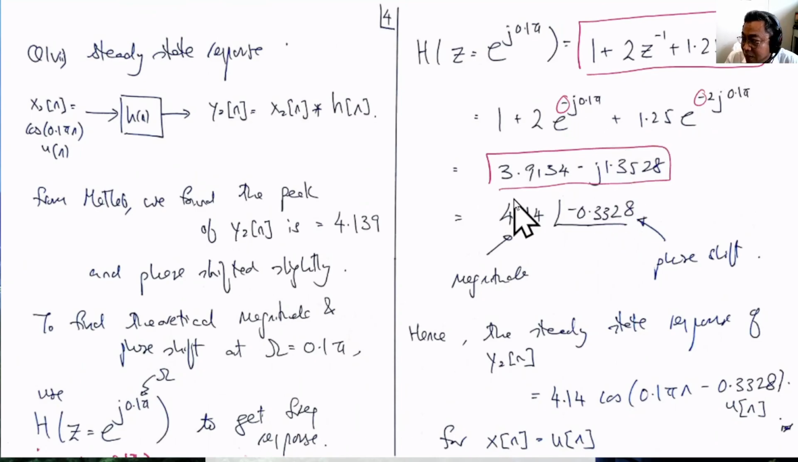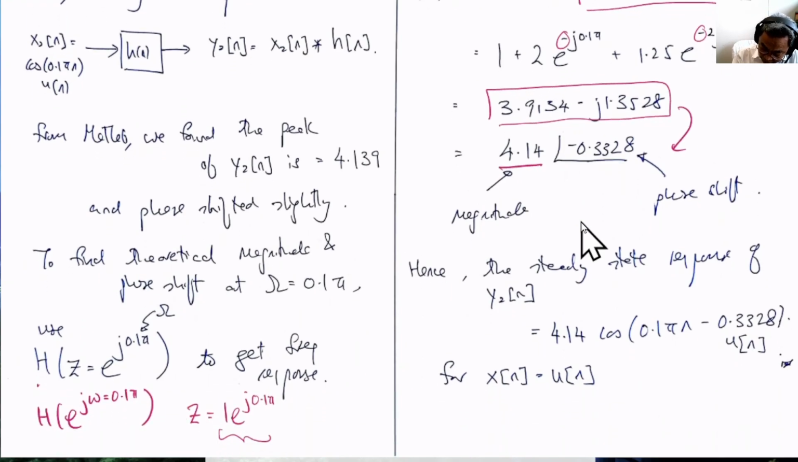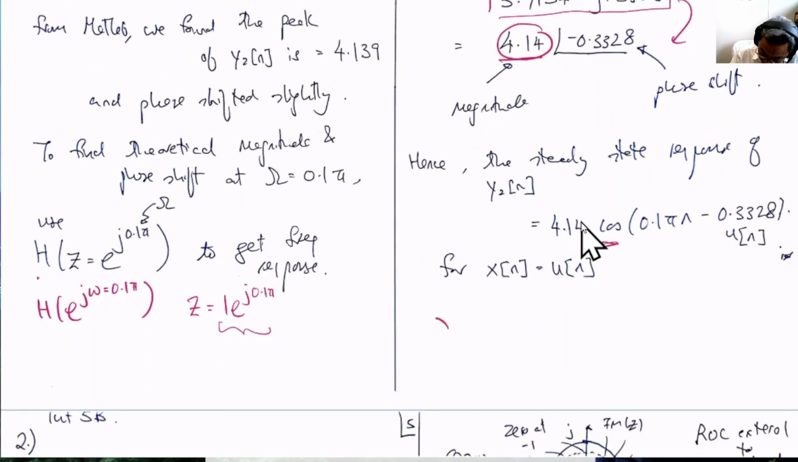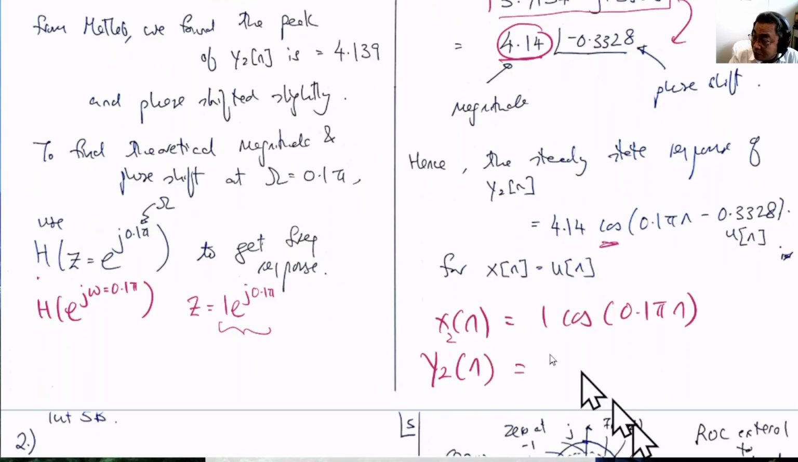It's a natural thing. Well, when we have it in rectangular form, it is not what we want. We want to convert into the polar form. So basically, this is the magnitude and this is the phase. So what we now can say is that our cosine, which is the original x of n, which is 1 cosine of 0.1 pi n, now is changed to this 1 multiplied by the magnitude 4.14 cosine 0.1 pi n.